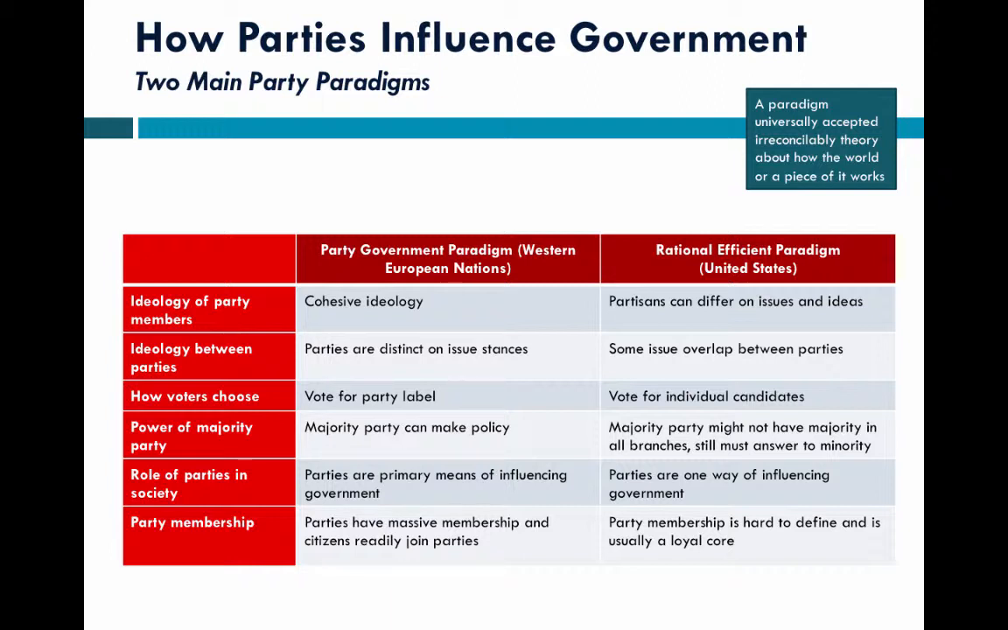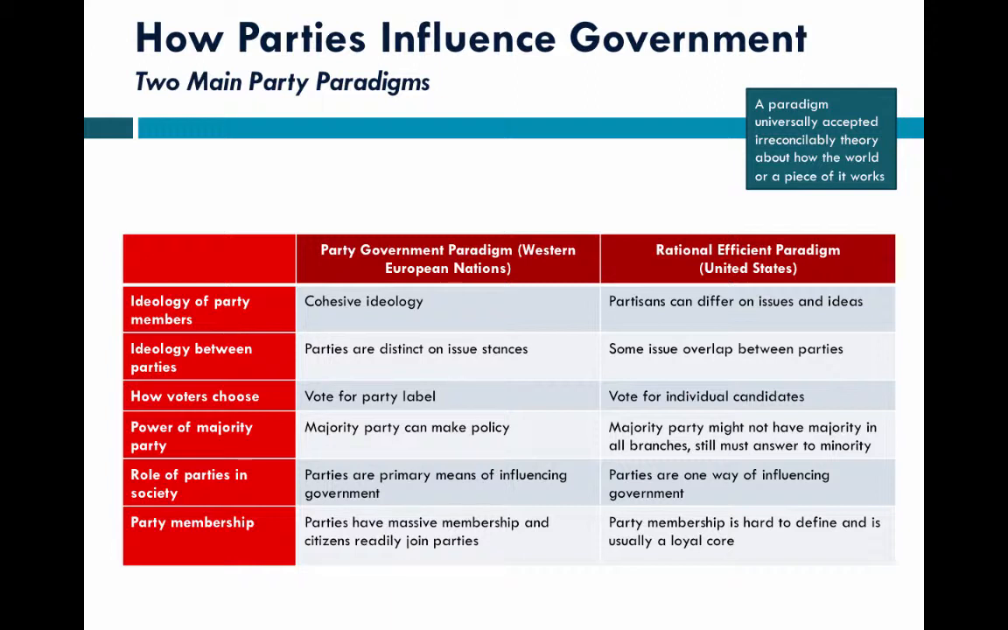So a paradigm is this universally accepted and irreconcilable theory about how the world or a piece of it works. And so in the Western European paradigm, parties act differently. They act in what's, according to political science literature, the party government paradigm. And U.S. parties act rationally, which is an economic term, in a rational, efficient paradigm. And so we can look down at each of these qualifiers and see how they differ.